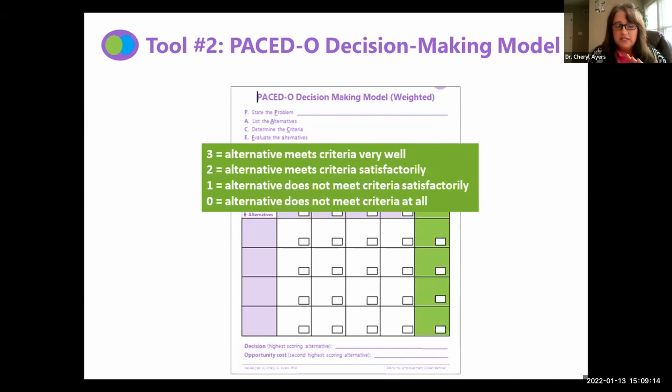For this quick demonstration, I just want you to know that the evaluation scale is arbitrary. This time I chose 3, 2, 1, 0 to keep the math simple. When I use a 3, it means that the alternative under consideration meets the criteria or the goals we hope to achieve, this decision-making process is going to meet it very well. And a 0 means this choice does not really accomplish what we're trying to do. Hang on, this will make sense in just a minute.